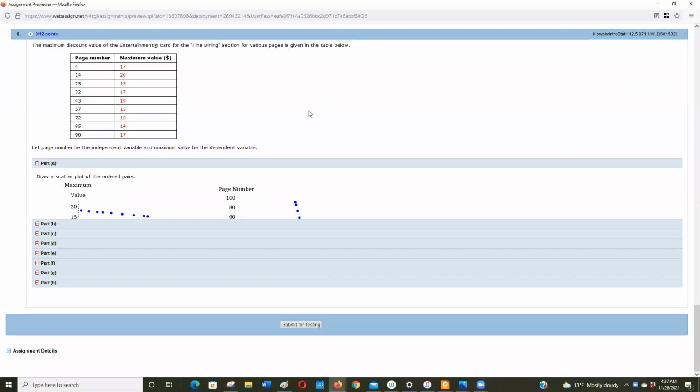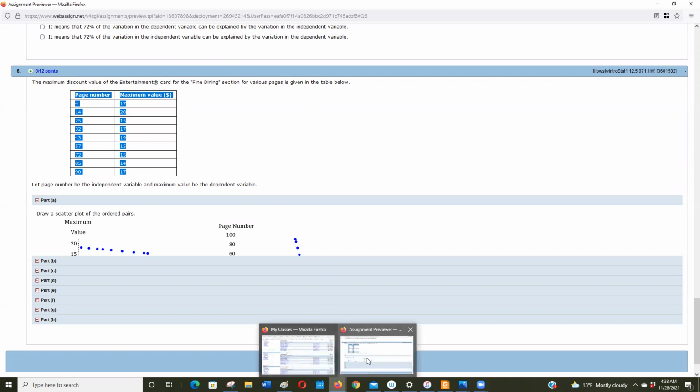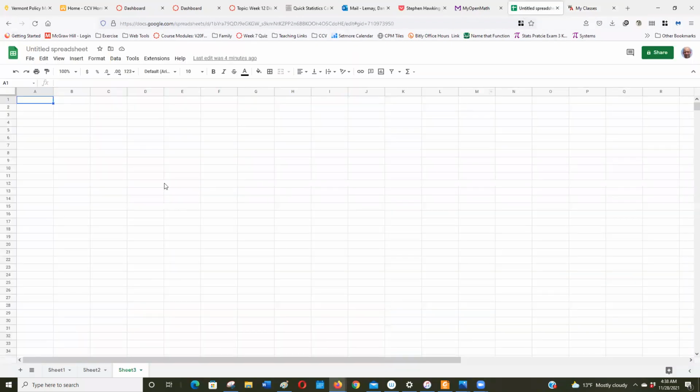So for this last question on WebAssign, this is chapter 10 in the ThinkDO book. We have to really conduct a full regression model on this. So what I'm going to do is just copy these numbers and put them into a spreadsheet. I just selected them all. Let's see here. I think I got a spreadsheet here. Yeah, I just paste them into a spreadsheet.